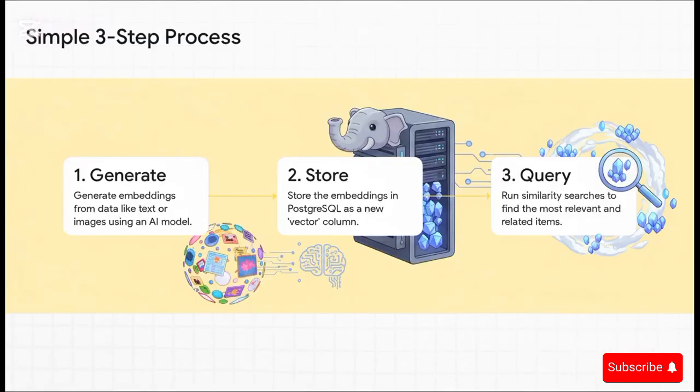Let's just walk through how this works, because it's actually incredibly simple. First, you take your data, could be text, could be images, whatever, and you use an AI model to turn it into those numerical embeddings. Step 2, you just store those embeddings in a new vector column right inside your PostgreSQL table. And 3, you start querying for similar stuff. That's it. It's that straightforward.